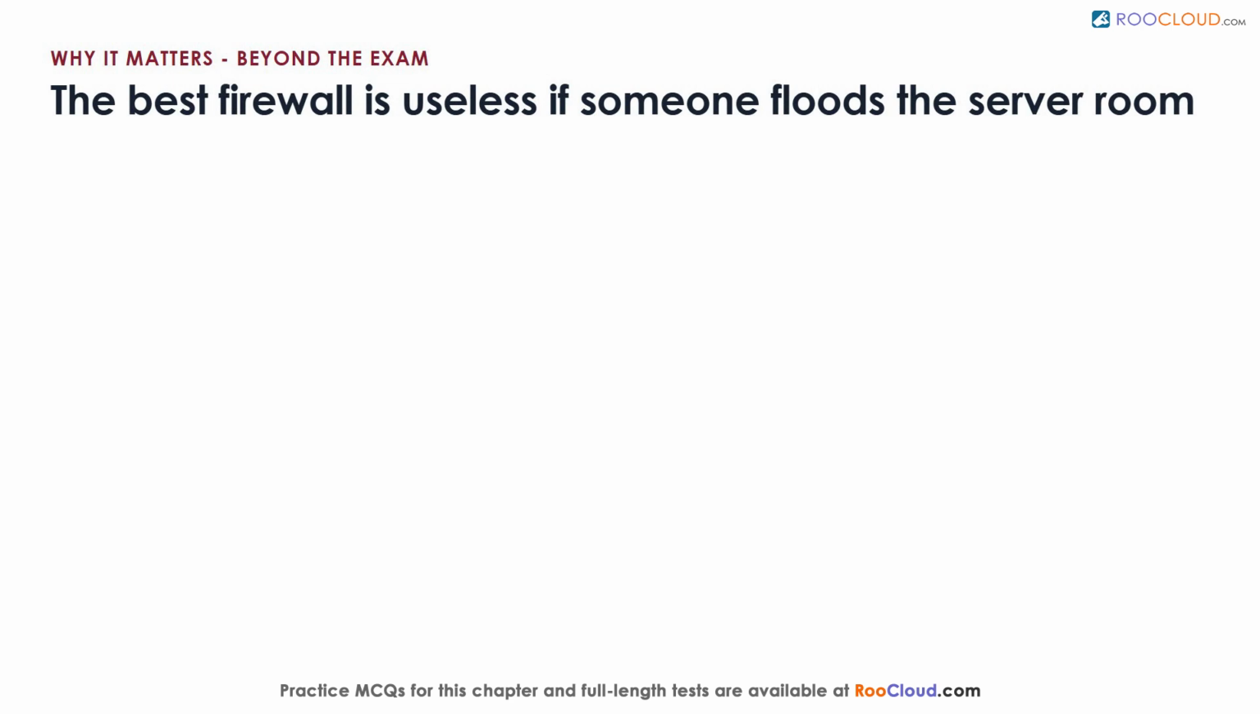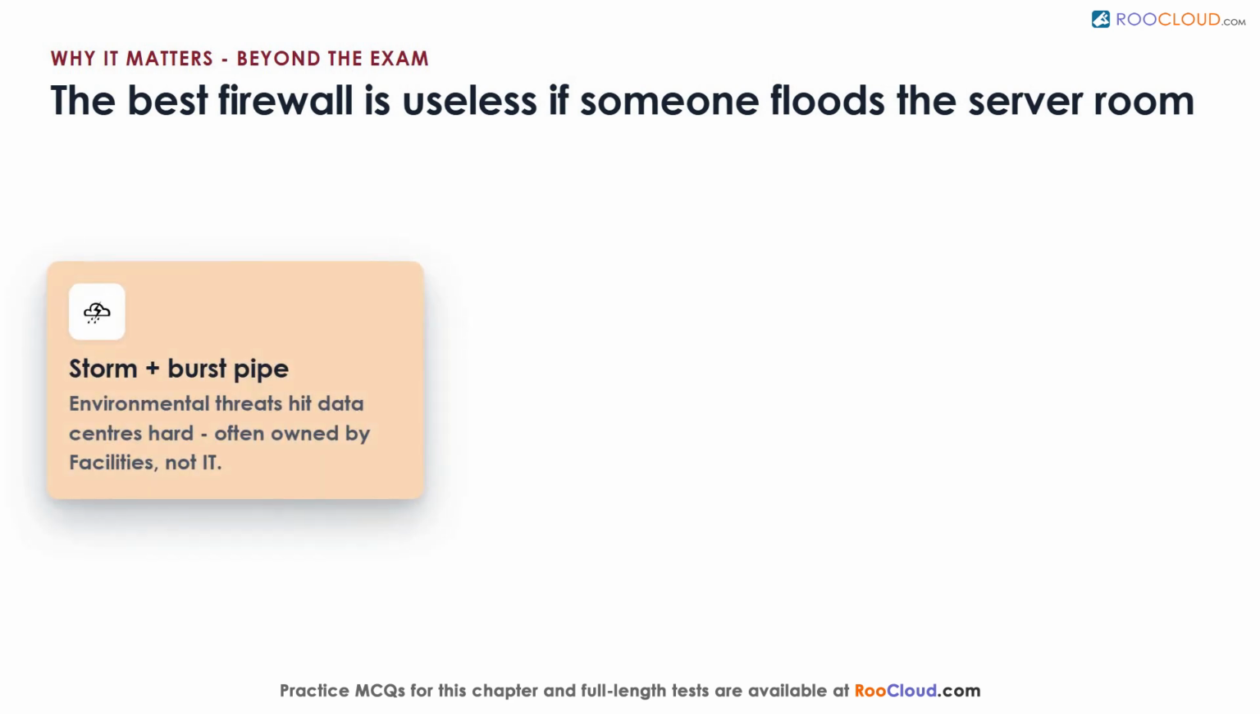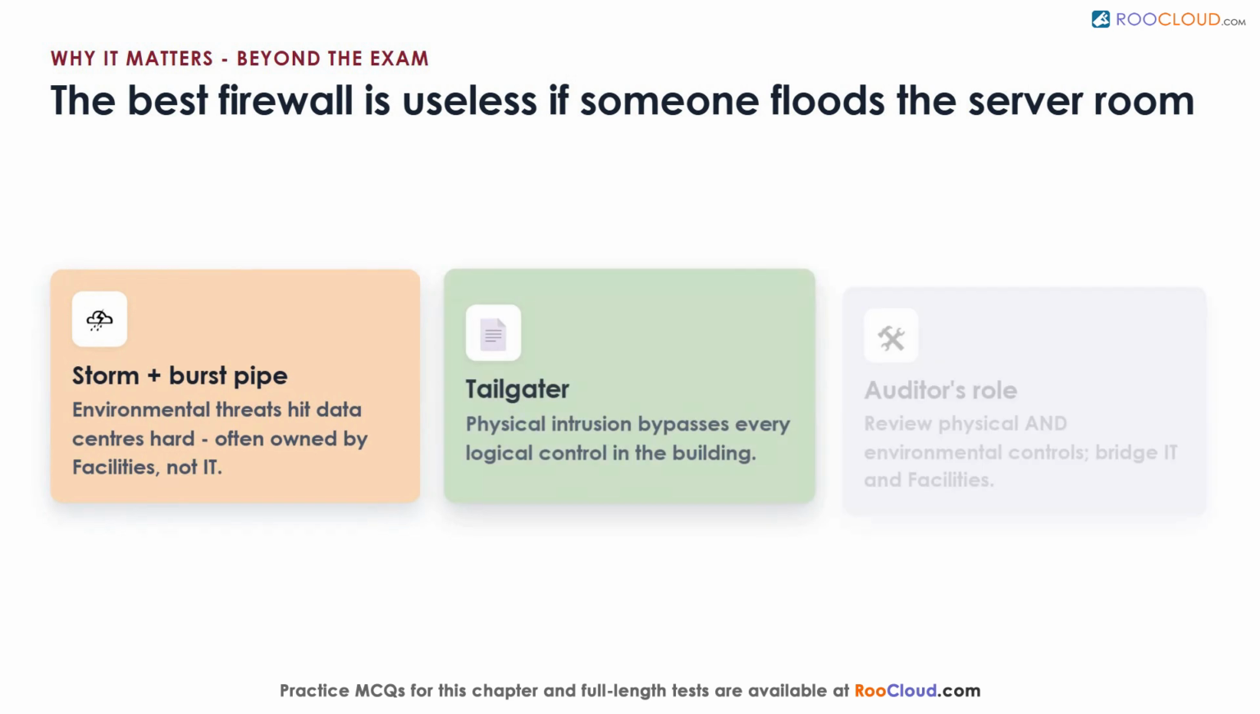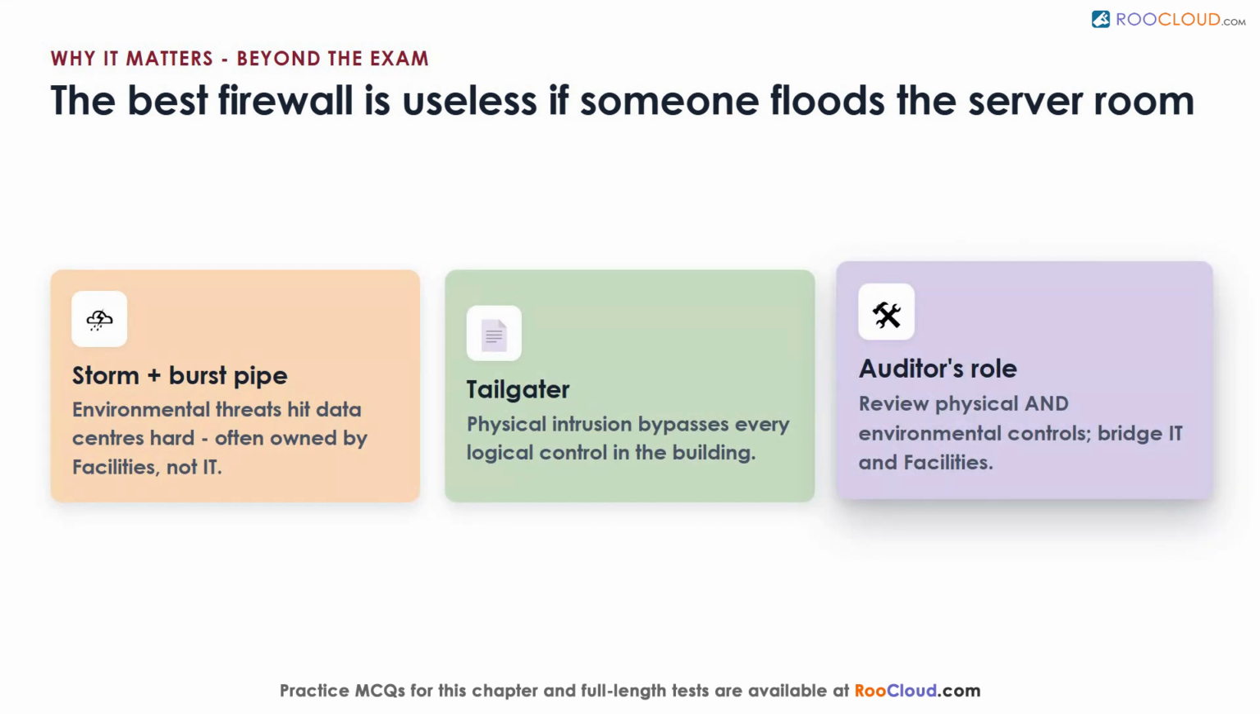Why does this matter beyond the exam? Because the best firewall in the world is useless if someone floods the server room. Picture a data center humming along in a coastal city. A storm knocks out power. A pipe bursts above the racks. A stranger tailgates through the loading door.